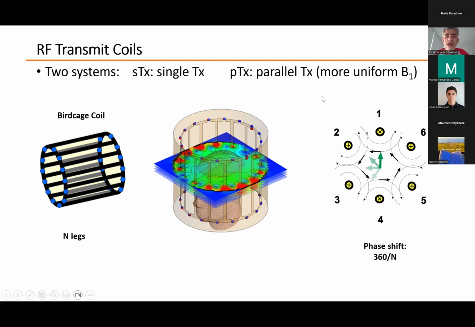For example, the Siemens Terra system we have here has 8 outputs. So we are able to get 8 different transmit signals from the MRI machine and drive 8 different elements on the transmit coil independently. But the problem is that the design and verification of the PTX coil is much more complicated than the single transmit.